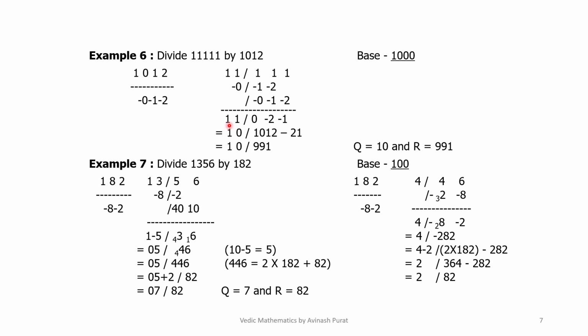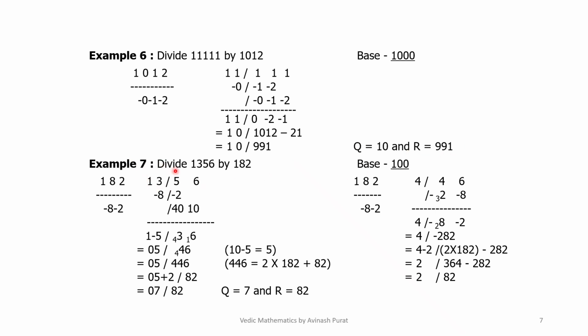So 11 is quotient and minus 21 is remainder. Now remainder cannot be negative, so we take divisor 1 on the right side. So quotient is 10 stroke 1012 minus 21, that is, quotient is 10 and remainder is 1012 minus 21, which is 991.